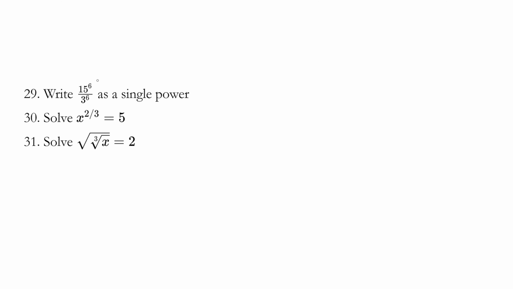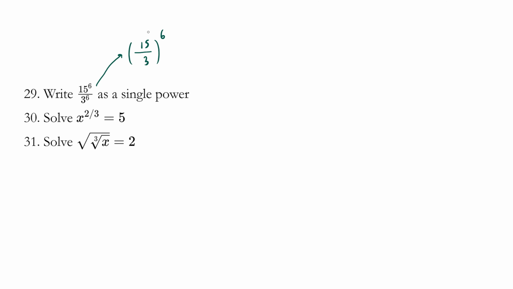Let's try this question here. How do you write 15 to the 6 over 3 to the 6 as a single power without a calculator? Well, first of all, you might notice that this is both exponent 6. So you could think of it as all to the exponent 6. Now, what could the fraction possibly be?